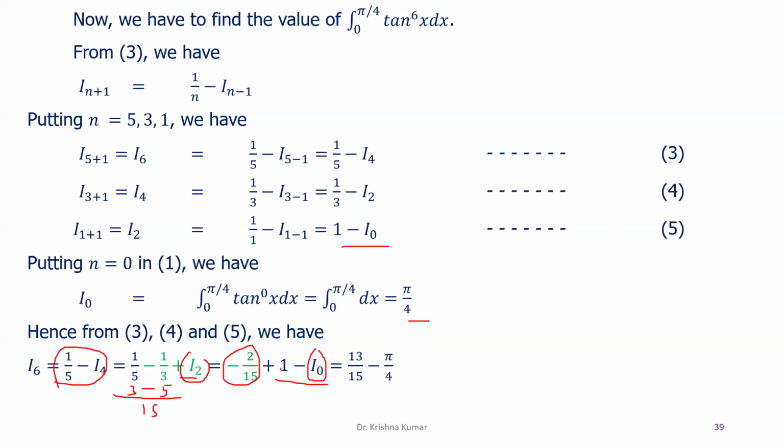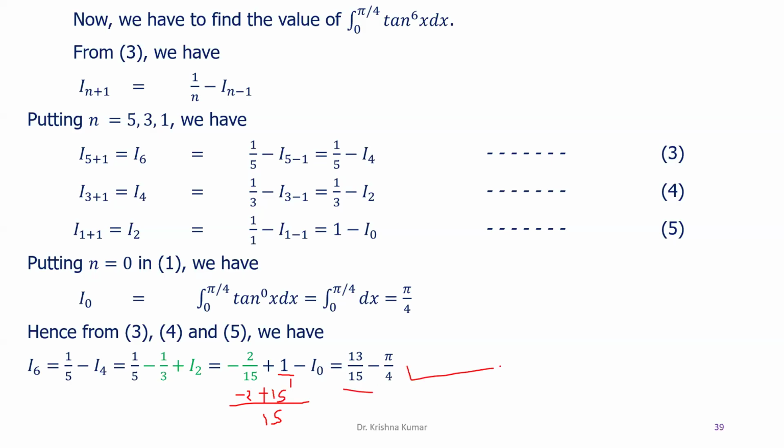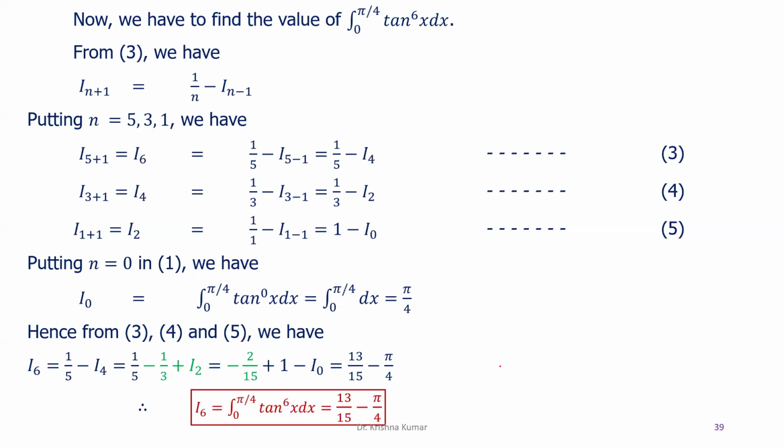And the next part, what is the value of this? Minus 2 by 15 plus 1 by 1. So its LCM is 15. This is minus 2 plus 15, so the answer is 13 by 15 minus pi by 4. Hence, the value of I6, which is equal to the integration of tan^6 x under the limit 0 to pi by 4 with respect to x, is equal to 13 upon 15 minus pi by 4. So this is the desired result, or this is the desired value of I6. Thank you.